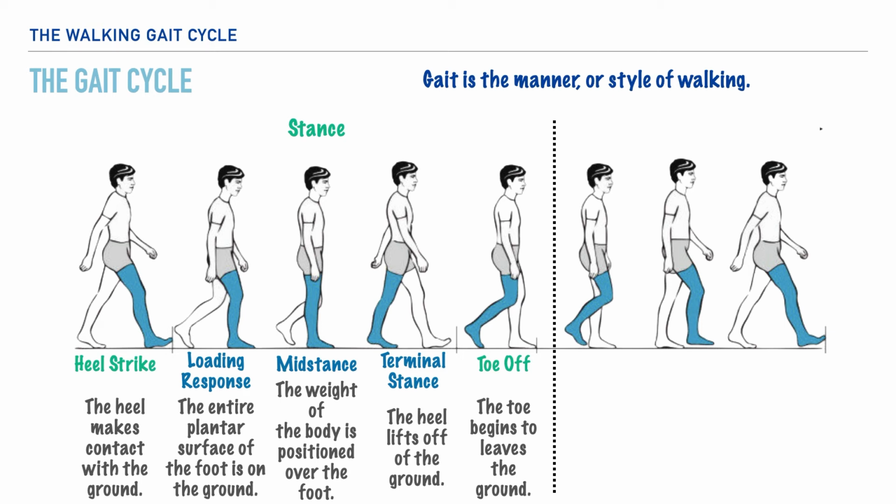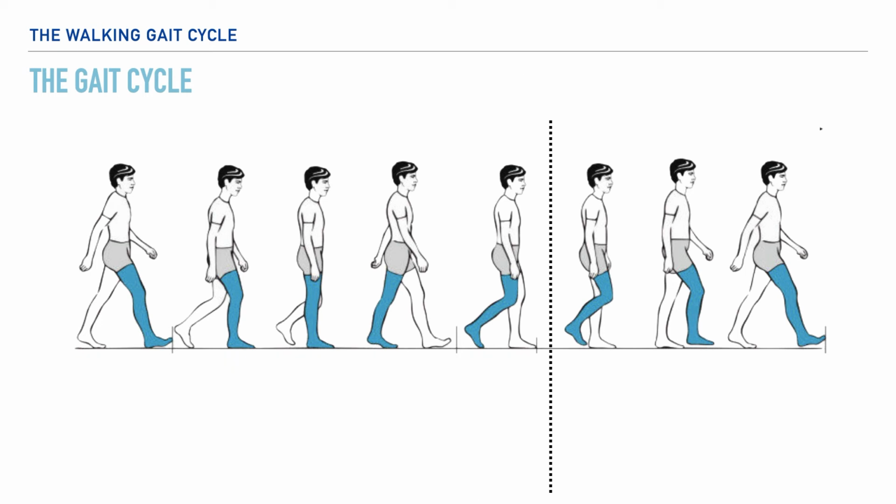Now, one of the things we should note here is that the stance phase of the gait pattern makes up about 60% of the gait cycle. Now, moving over to the next component of the gait cycle is what we refer to as the swing phase. And in this phase, we have 3 subcomponents, which are initial swing, mid-swing, and terminal swing.